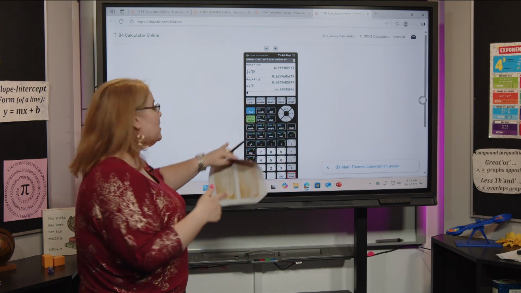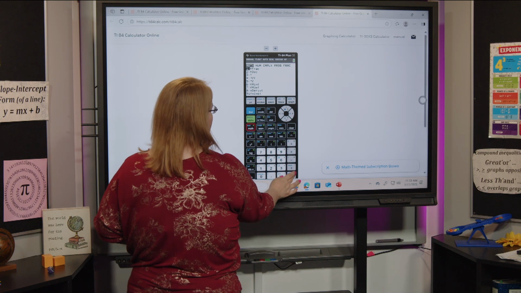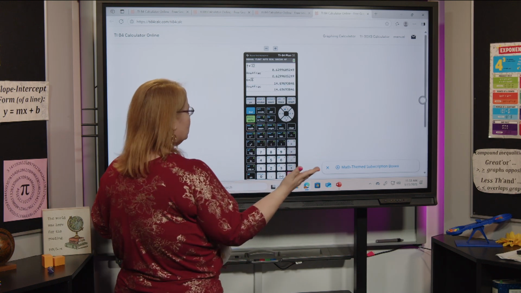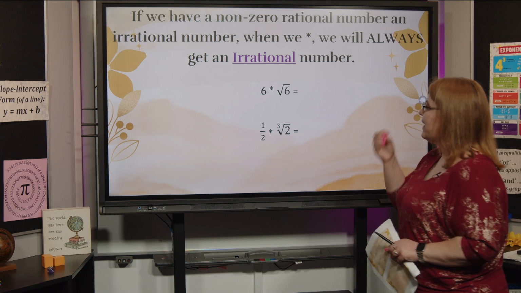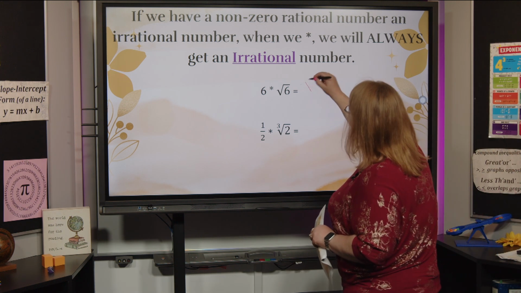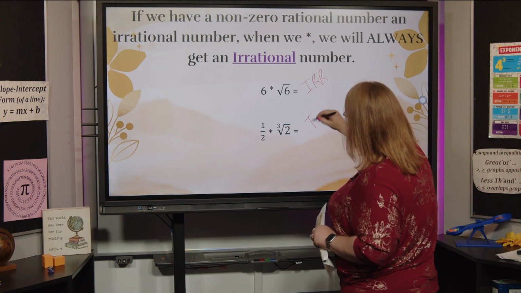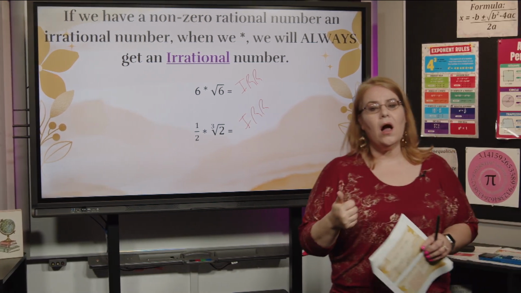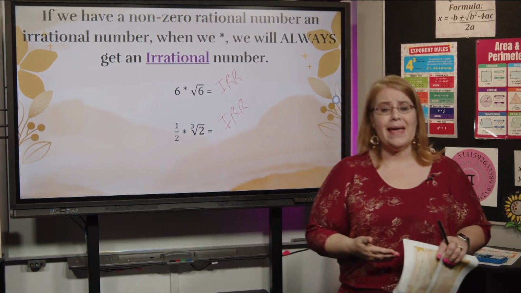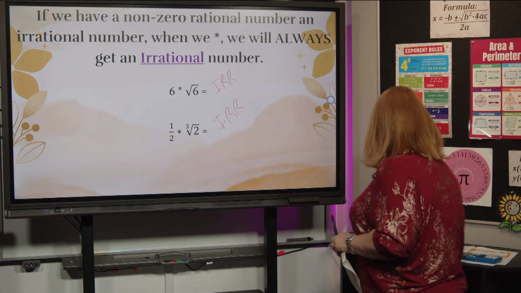Now let's see if this one will turn into a fraction. It won't, so it's irrational too. So not only did we see with a calculator that both of these are irrational, but I also learned I can recall or pull things back up from my calculator. Good job.